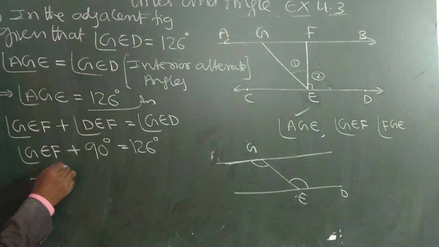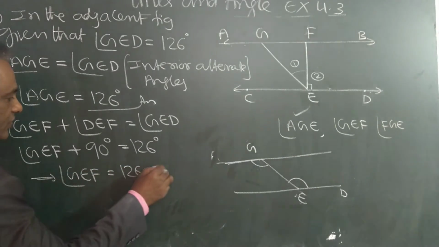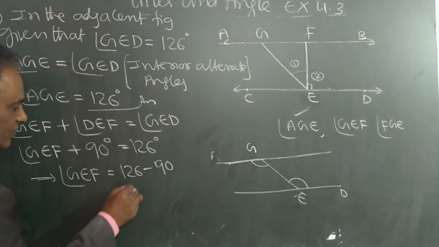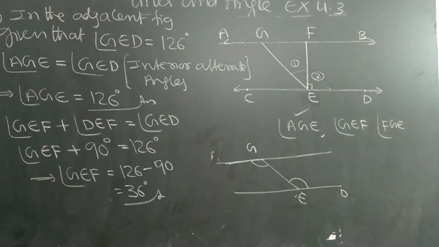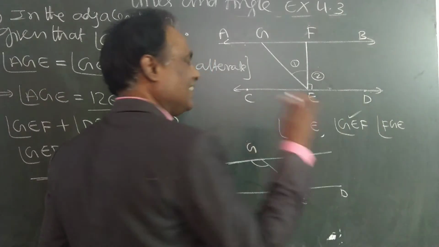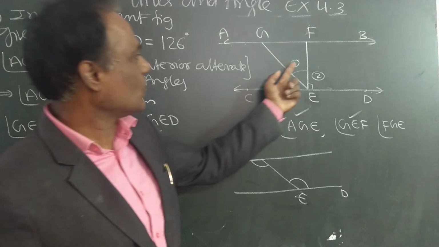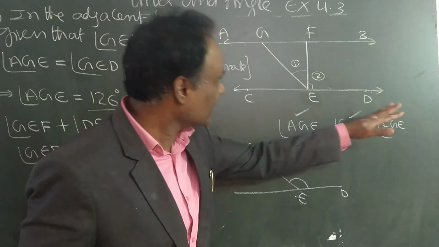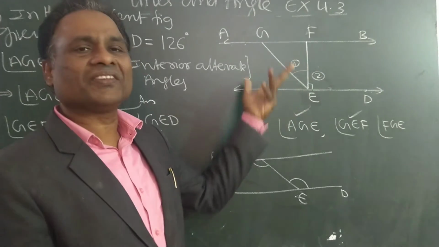So GEF is equal to 126 minus 90, which is 36. So this also we got. It's very simple logic. Total is 126. If this part is 90, the other part will be 126 minus 90, 36.